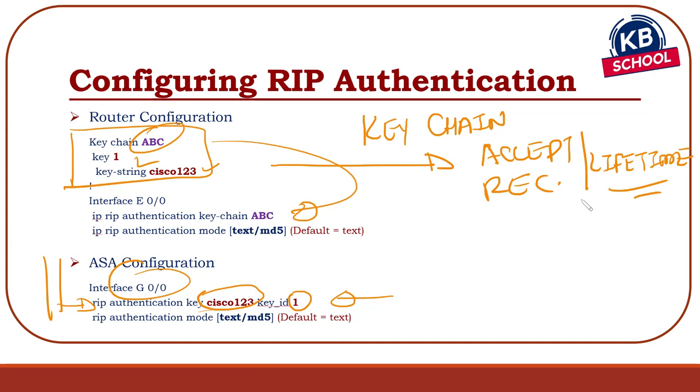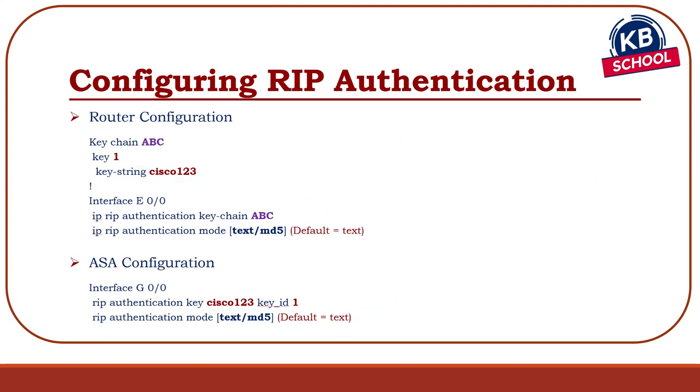Keychain does give you that capability. On the ASA, we don't have that capability. We would need to manually go in and change that. And that's what we're doing over here. All right. RIP authentication mode. We again need to set it up. If you don't set it up, the default is text. Okay. So those are the configuration commands of doing it.